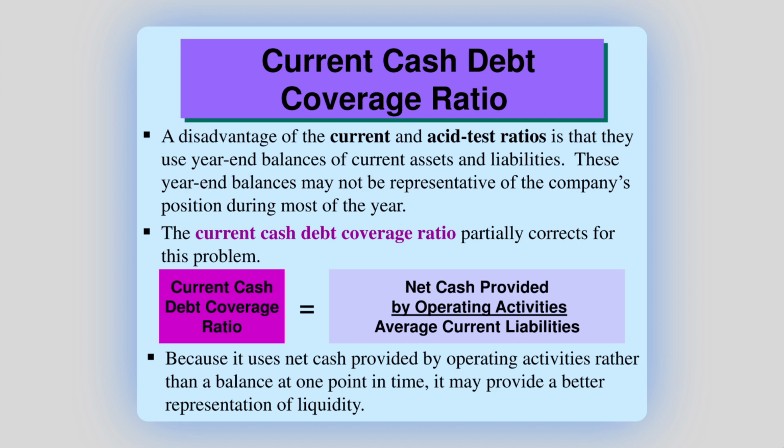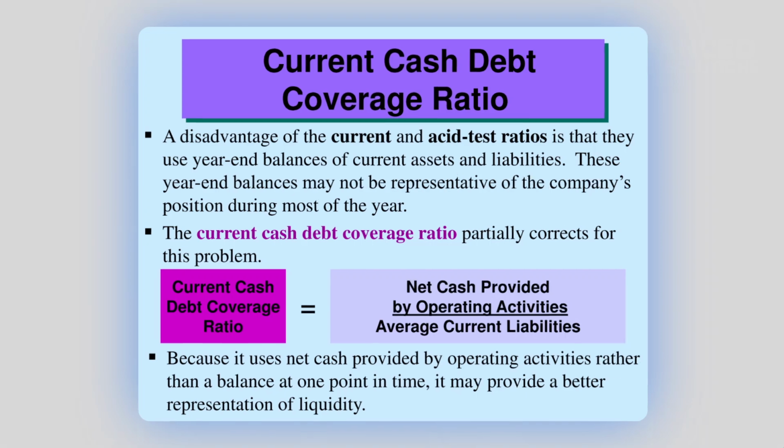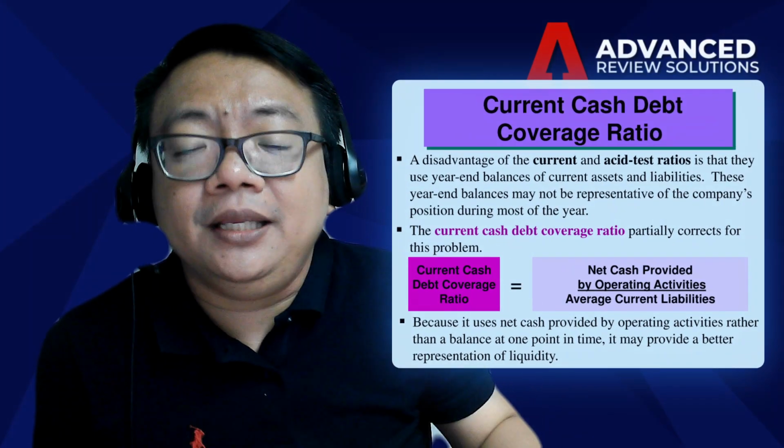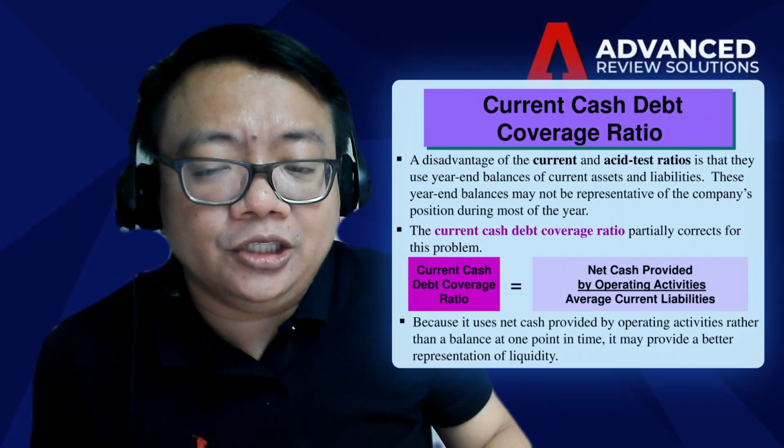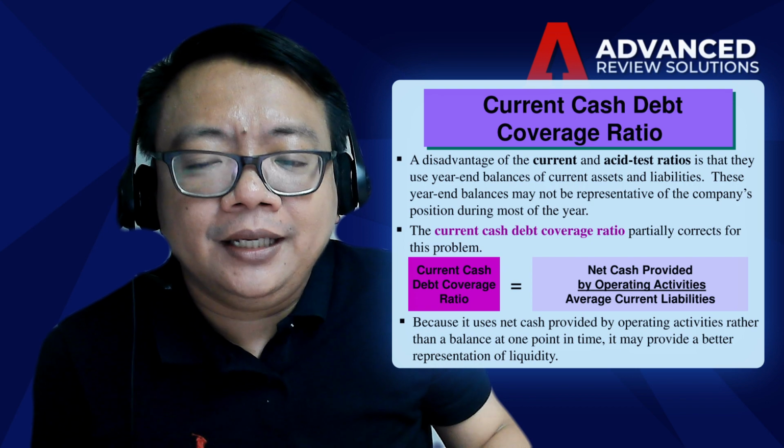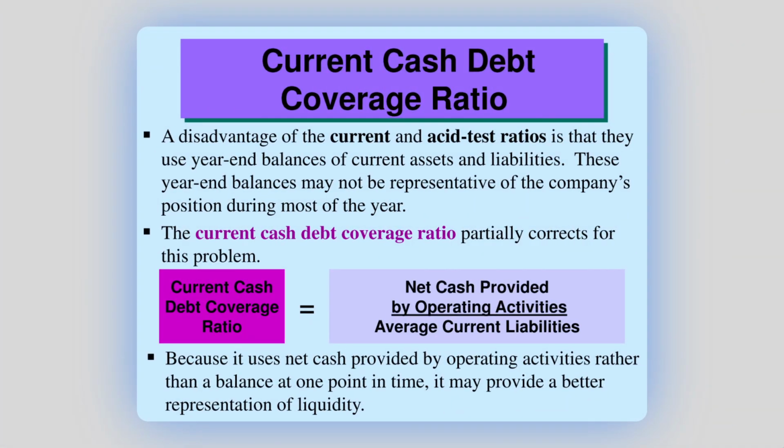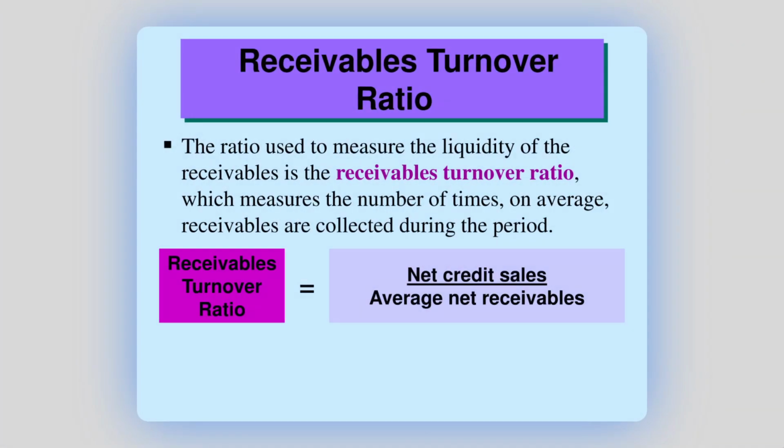So because it uses the net cash provided by the operating activities rather than the balance at one point in time, it may provide a better representation of the liquidity. Kasi nga, more on the net cash provided by our operating activities. So, yan ang ibig sabihin ng current cash debt coverage ratio. Alright. Next one naman is under your activity ratio.